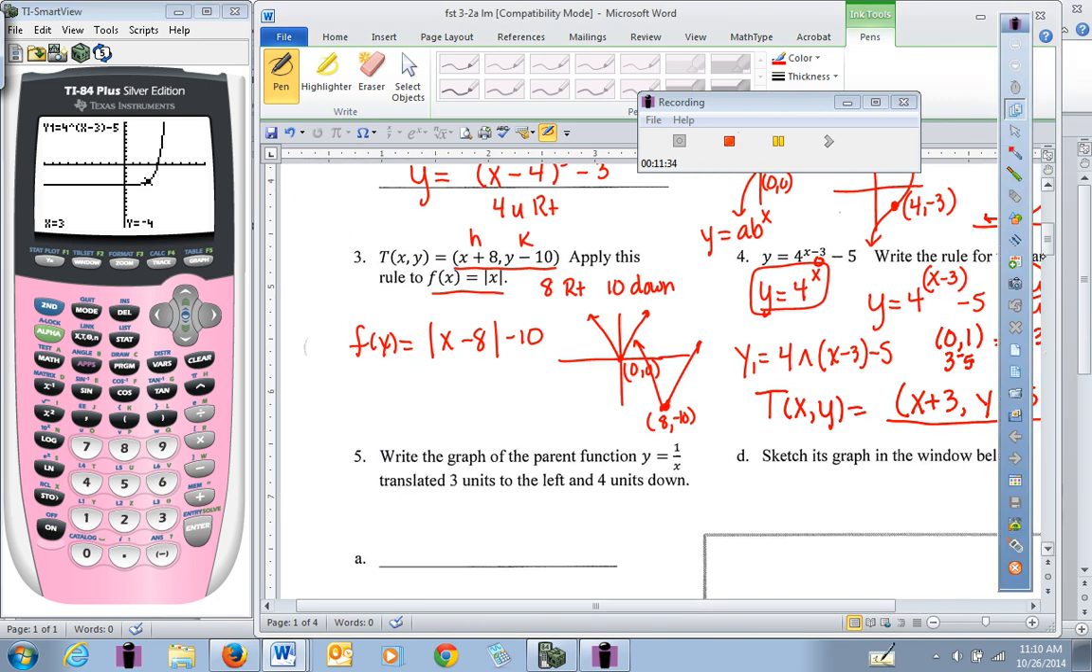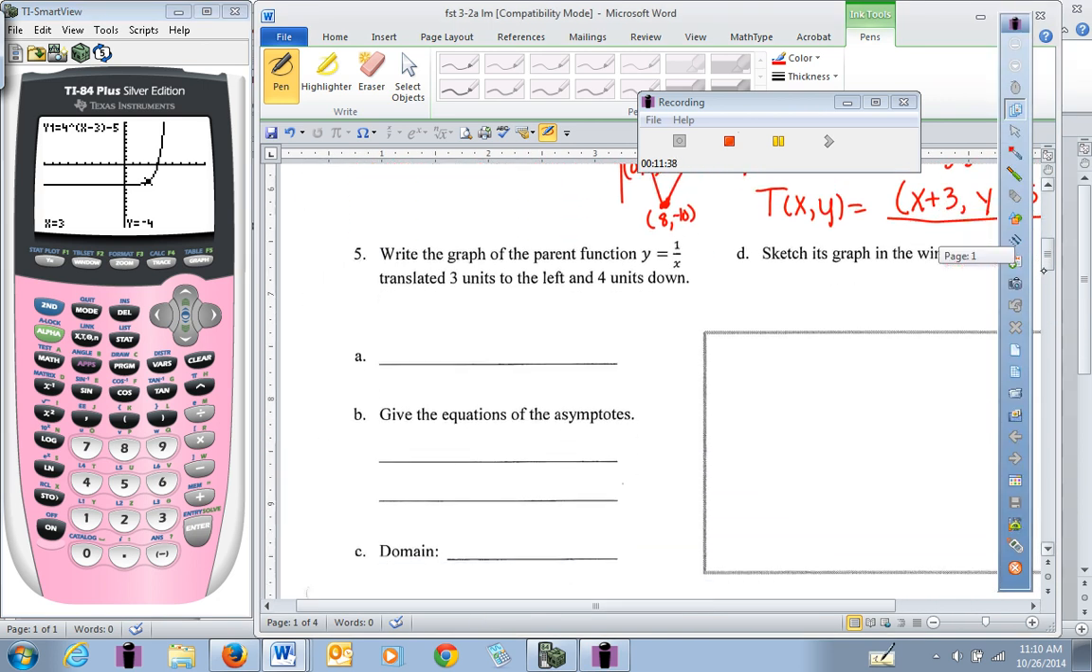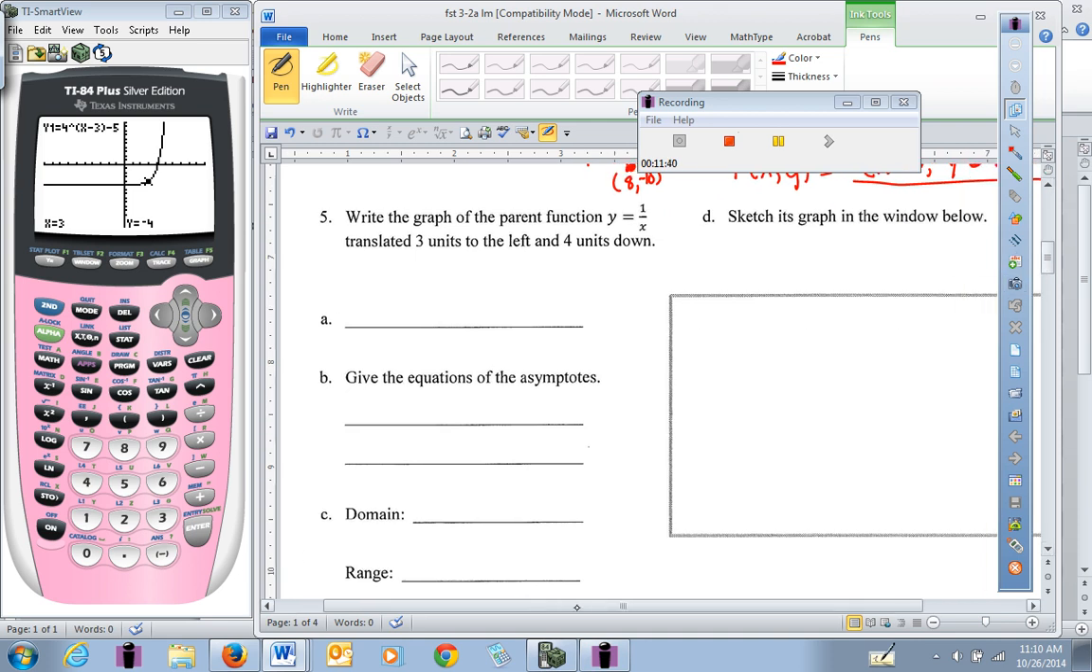Okay, on number 5, it says we're going to write the graph of the parent function, y equals 1 over x. So this is our hyperbola that's translated 3 units to the left and 4 units down. So this is kind of like my rule right here. It told me my rule in words. I want to go 3 to the left and 4 units down. Oops, y minus 4. Okay, that's my rule. Or I could write it this way. My big capital T means I'm going to go 3 to the left and 4 units down, like this.